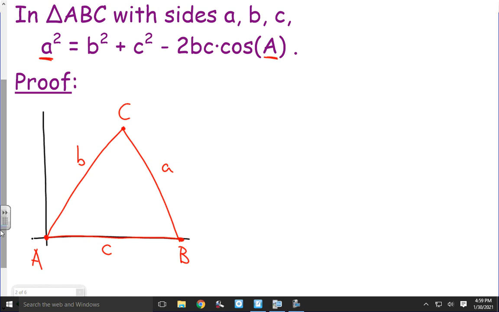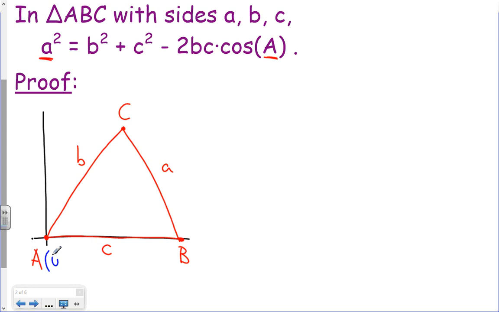The easiest one, of course, is the point A here, because it's at the origin, so that's at 0, 0. For point B, that one's not too tough to name either, because it's on the x-axis, so I know the y value. And c is telling you how far from the origin you are. So this is at the point c, comma 0.